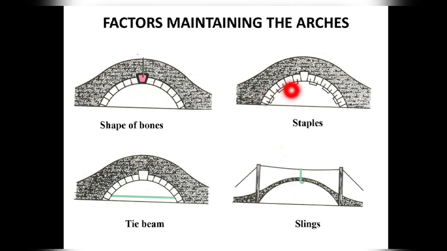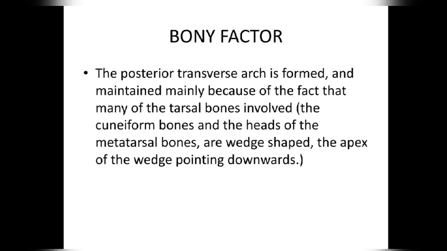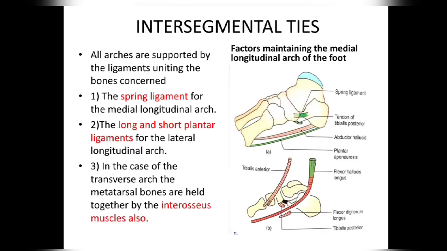Shape of bone, intersegmental tie, tie beam and sling. Bony factor: the posterior transverse arch is formed and maintained mainly because many of the tarsal bones involved, the cuneiform bones and the heads of metatarsal bones, are wedge-shaped, the apex of the wedge pointing downwards.